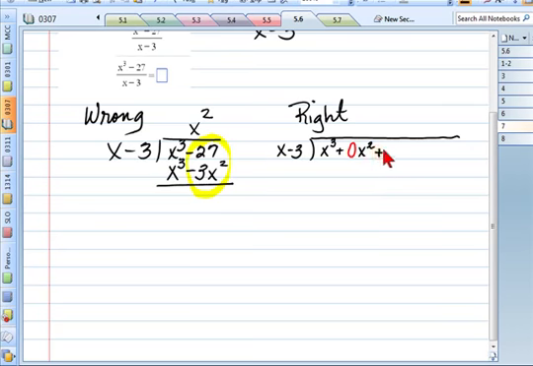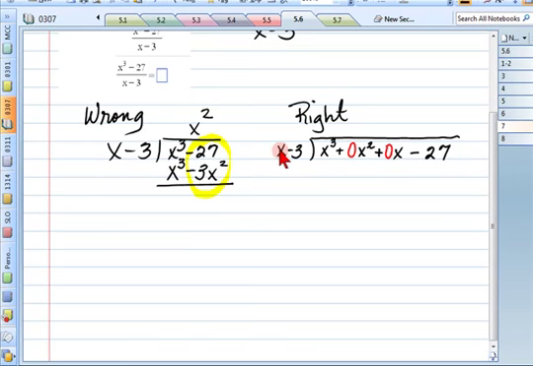Plus, I'd really like to have an x, and I don't have one, so I think I'll put one, but what will I have to put as its coefficient? 0. And then I need a constant. Well, I have a constant, minus 27. Every power of x needs to be represented. And if it's not in there, you need to put a 0 placeholder. Okay? This is going to turn out so much better.